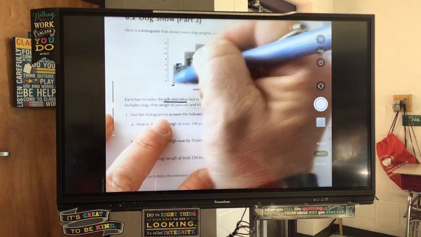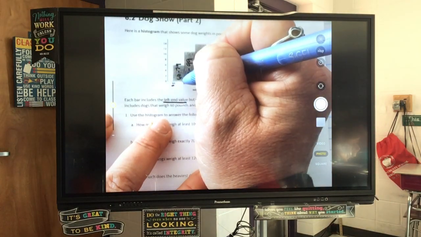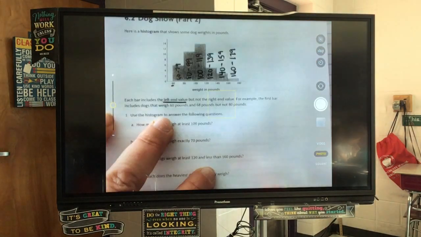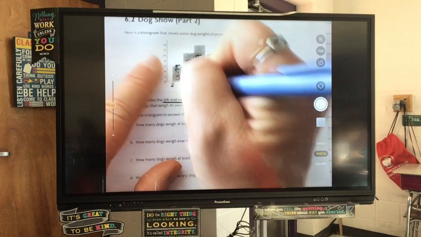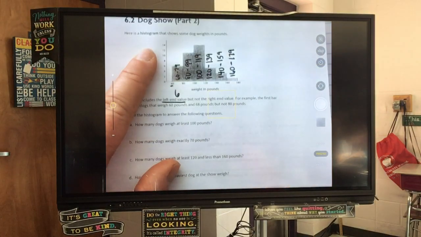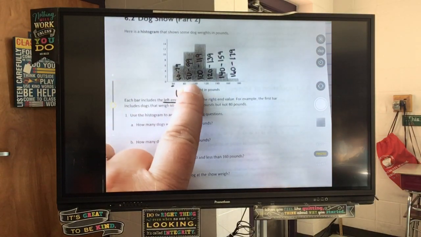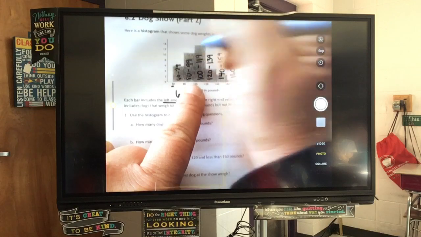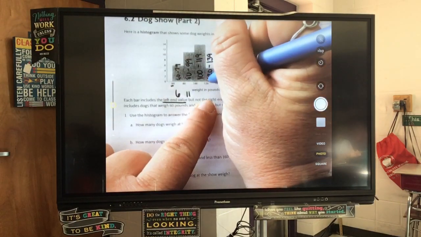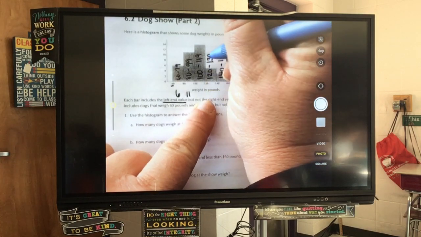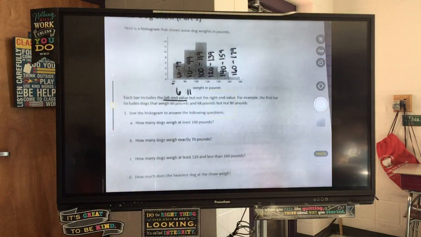And remember, the 60 to 79 range goes up to how many? Goes up to what? 6. So there are 6 dogs in this category. The 80 to 99 goes up to what? 11. And then the 100 to 119, do we include that or do we not include that?